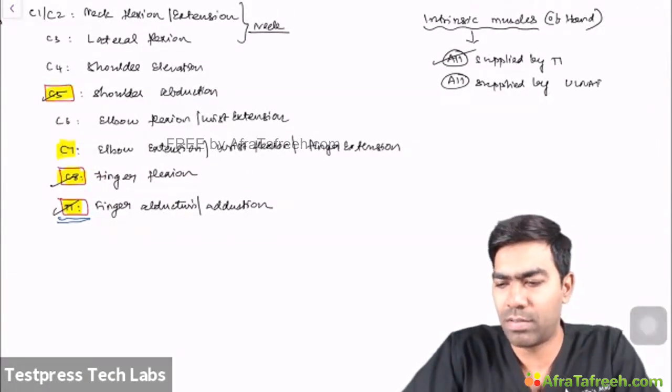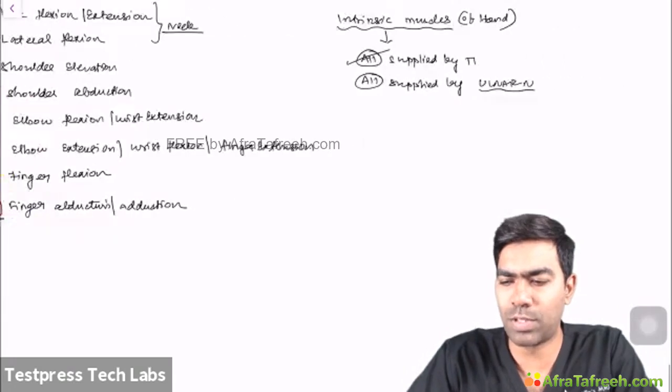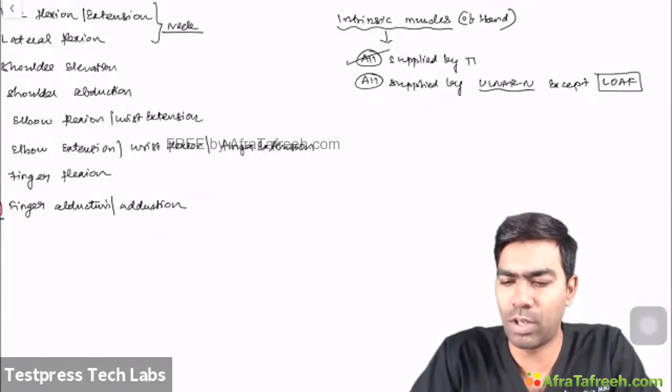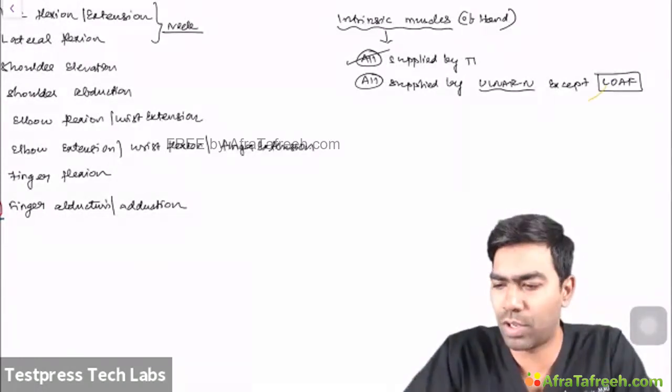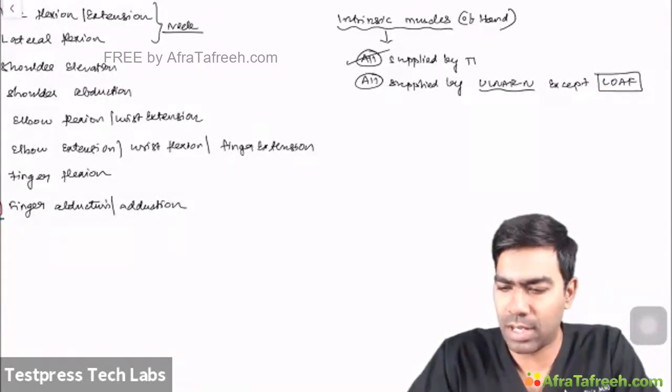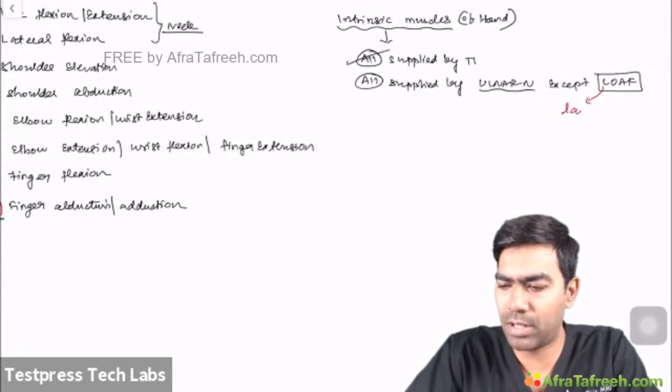Supplied by the ulnar nerve, with the exception of 4 muscles. With the exception of 4 muscles, these are called the LOAF group of muscles. That's a mnemonic: LOAF, except the LOAF muscles. L stands for lateral lumbricals.